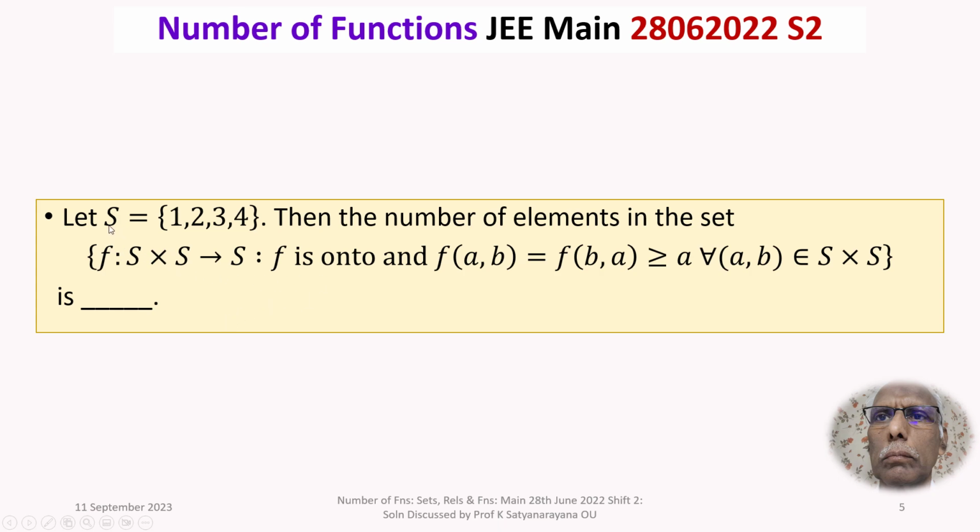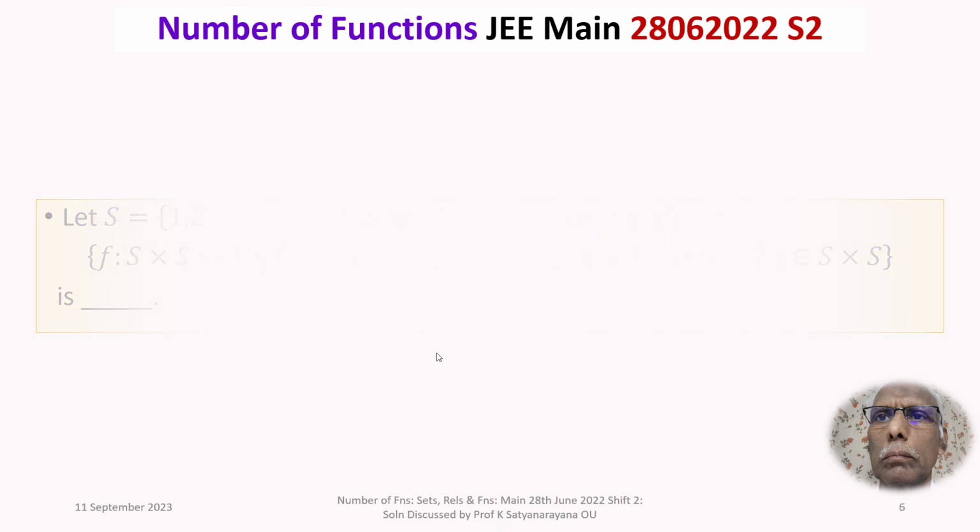So we are given a set S consisting of the elements 1, 2, 3, 4. We have to count the number of functions from S cross S to S, which are onto, satisfying the condition f of (a, b) is equal to f of (b, a) greater than or equal to a for all (a, b) belonging to S cross S. We now discuss the solution of the problem in detail.